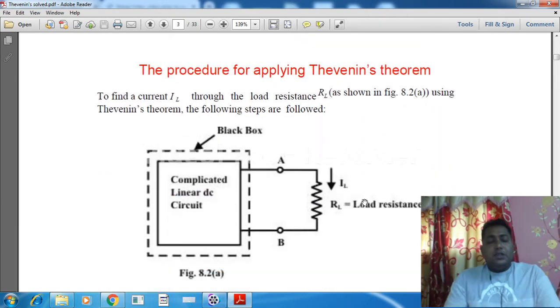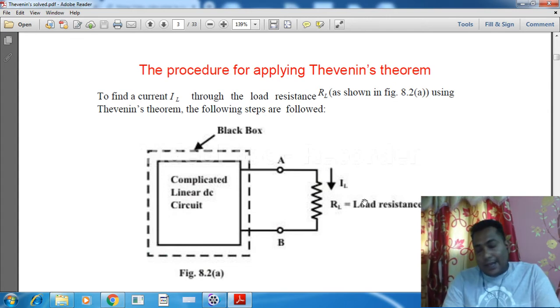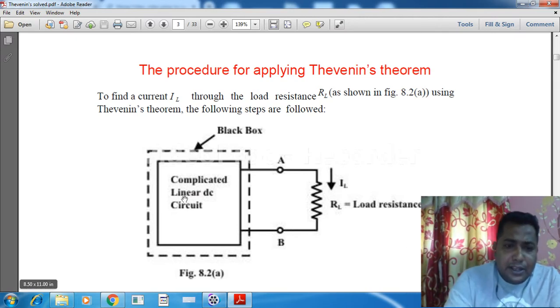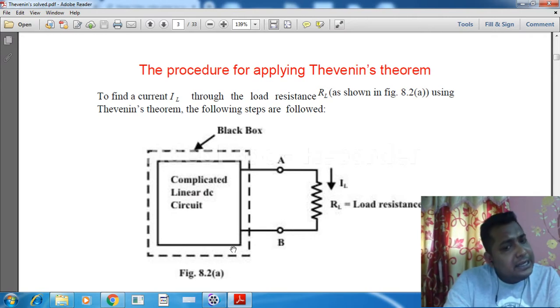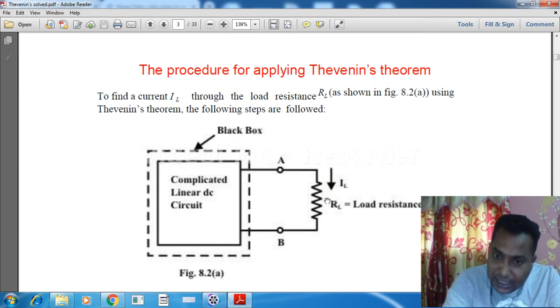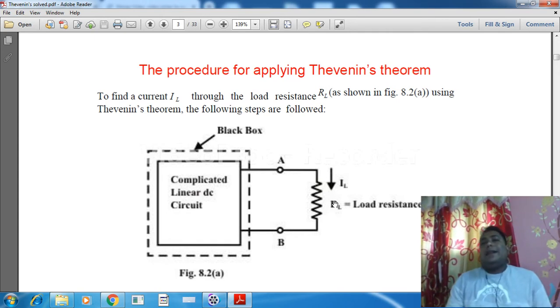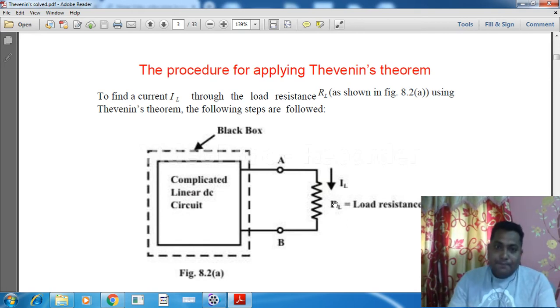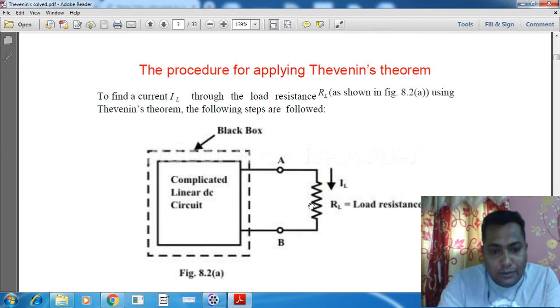Yes, the procedure for solving Thevenin's theorem. As you can see in the diagram, follow my pointer. This is a complicated linear DC circuit, denoted by a dotted box, a black box, and with that complex circuit there is a connection of a load resistance, this RL. Now our aim is to find the current flowing through this RL and the voltage across it. So what is the procedure to solve this Thevenin's theorem?